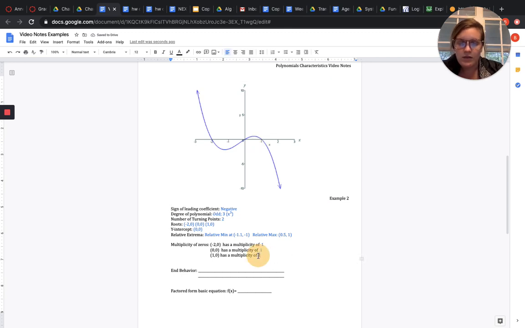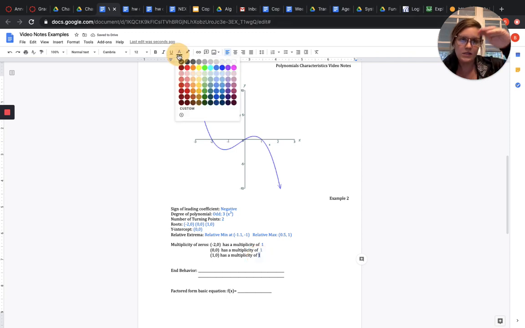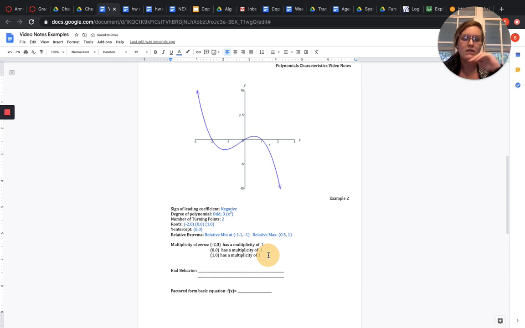All right, let me put that in blue. So if it bounces and comes back down, that's a multiplicity of 2, like a quadratic. And if it bends, like snakes through, it's a multiplicity of 3, like a cubic function, or the parent function at least.